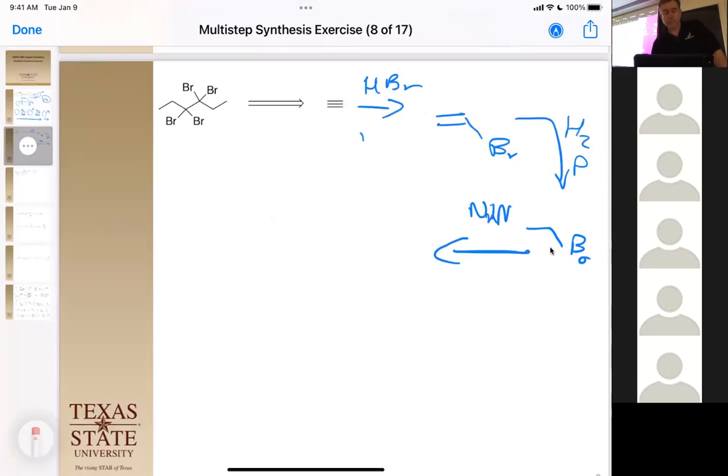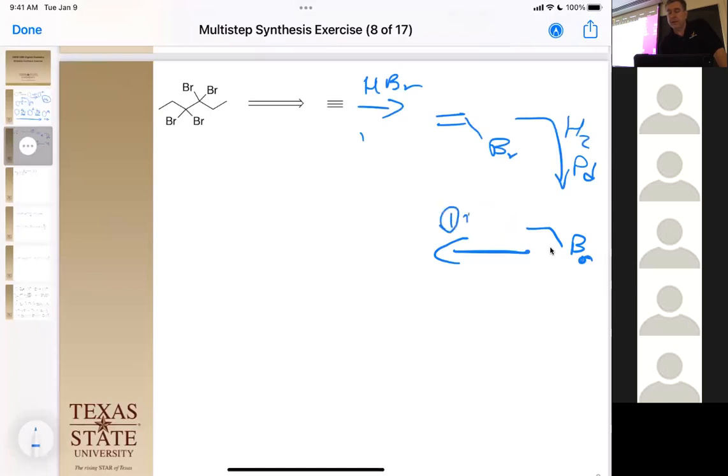Palladium. Catalytic hydrogenation takes alkenes and alkynes all the way down to alkanes. Let's see. So that's to make that compound here. It's a bromine right here. So that means we're going to do step 1.